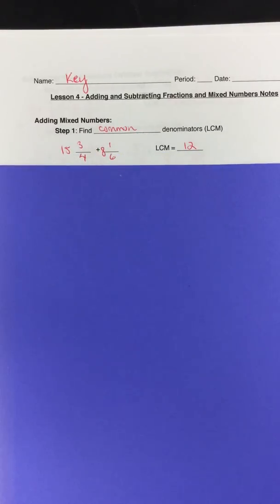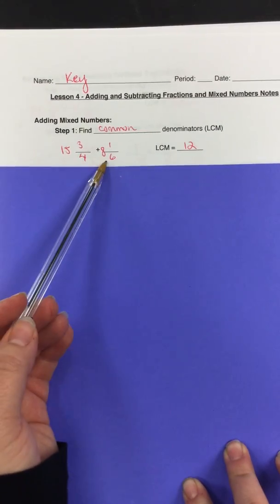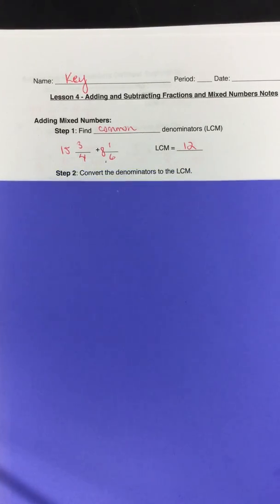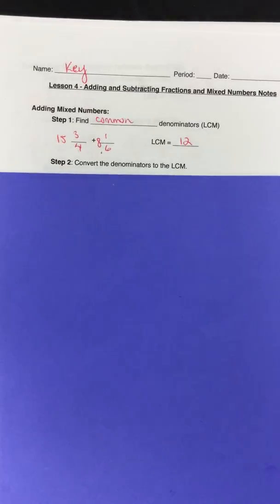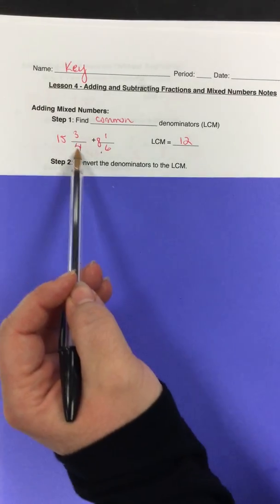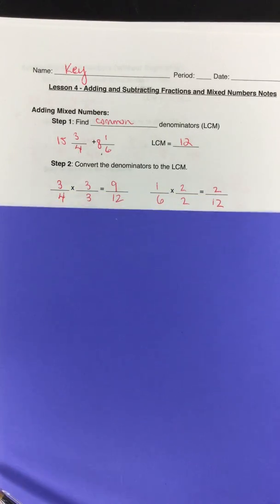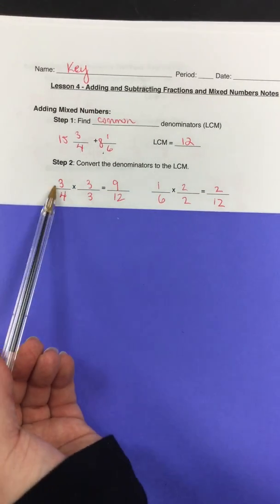So if we look at the example, 15 3/4 plus 8 1/6. If we look here at the denominators of 4 and 6, they have a least common multiple of 12, which means that 12 is going to be our common denominator. So our next step is to convert the denominators to the least common multiple. To do that, we're going to take each of the fractions, 3/4 and 1/6, and convert them to 12ths.